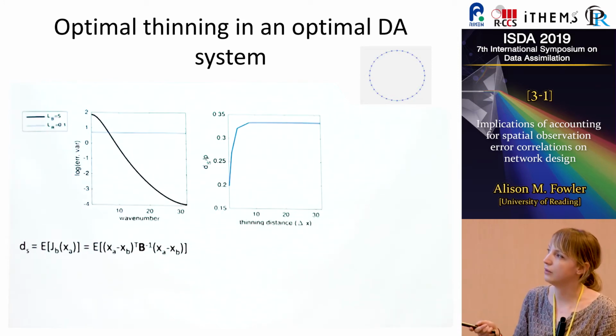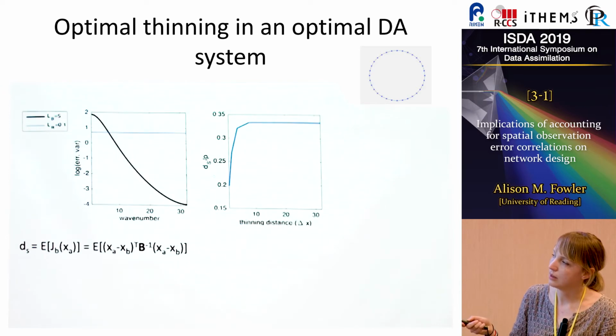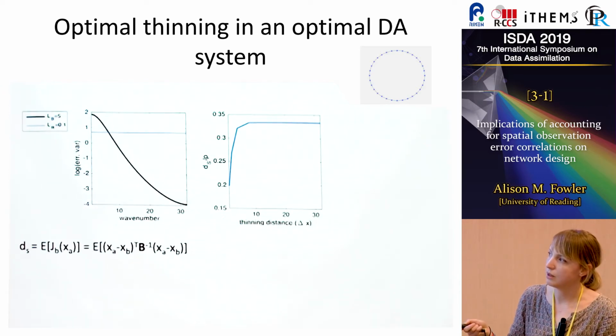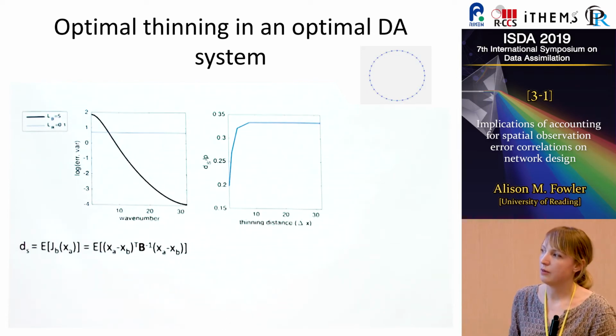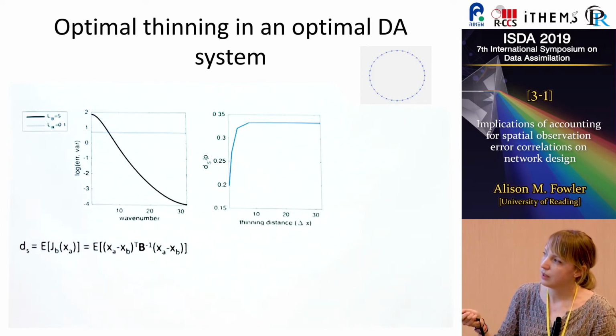So in the case when the length scales in our observation errors mean that our R matrix is effectively diagonal, we see that as we increase the thinning distance, then the information content per observation reduces with denser observations. So this is a sign that there's data redundancy in having that density of observations. And this is because at the very small scales, there's more information in the prior than in the observations.